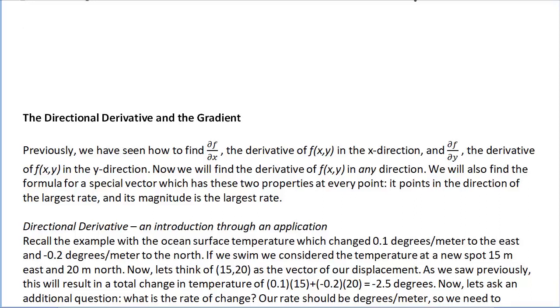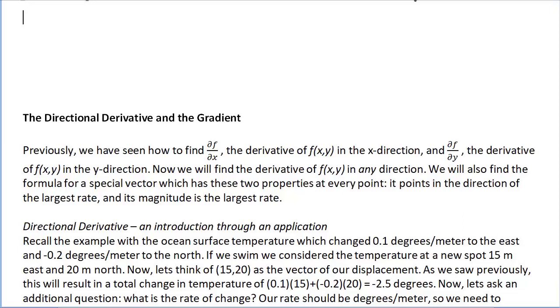Okay, so let's think of 15, 20 as the vector of our displacement. Before we start, where we finish. As we saw previously, this is going to result in a total change in temperature, again assuming these rates are constant, of 0.1 times 15 plus negative 0.2 times 20. So put that together and you get negative 2.5 degrees. So there is your delta F, or your approximate delta F, assuming the rates are constant.